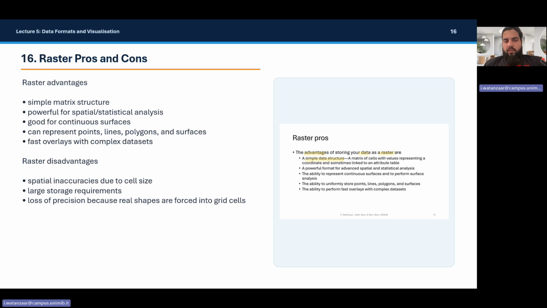Although we discussed that this is powerful for the spatial or statistical analysis, it has some inaccuracies due to the cell size. Still we are using it, but this is at the same time a disadvantage also.